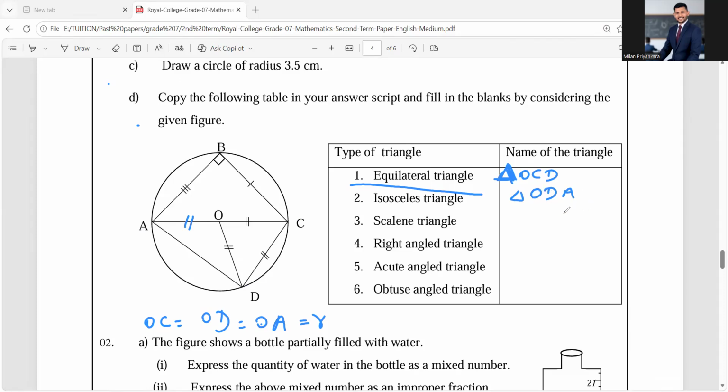This is an isosceles triangle because two sides are equal. OA and OD are equal, right? This side and this side are equal.